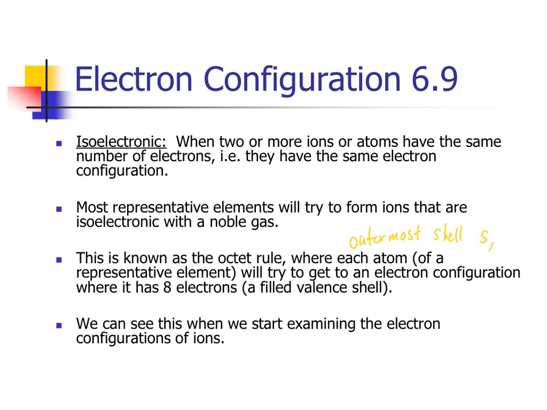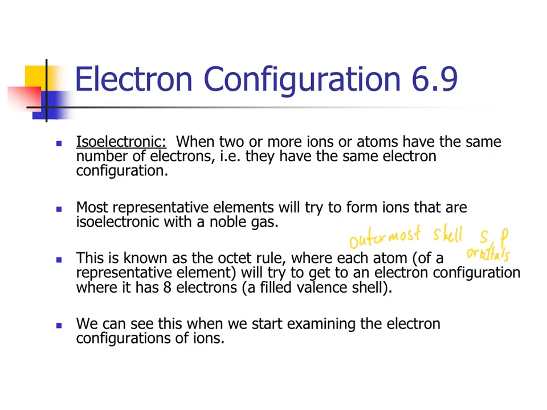The outermost shell is the s and p orbitals. Because the s can hold a total of 2 electrons. The p can hold a total of 6. 2 plus 6 is 8. They're trying to achieve what's called the Octet Rule. And octa means 8, just like the octagon. Okay? Octa means 8. They're trying to achieve that 8 electrons in their outermost shell.